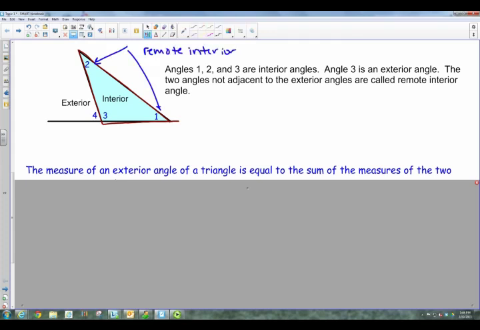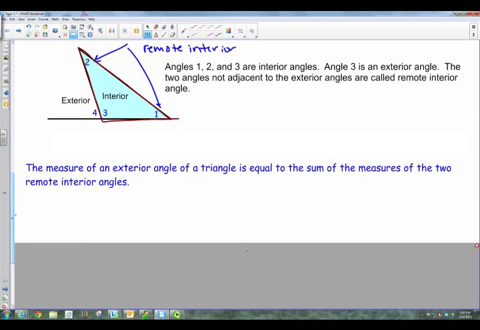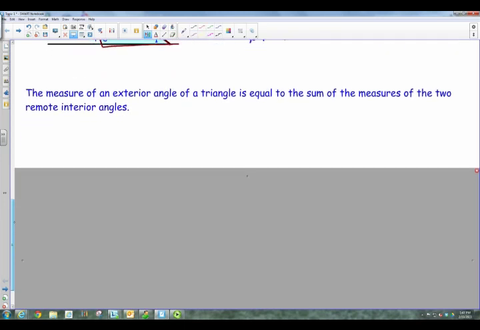Now that helps us for this next set of properties. The measure of an exterior angle, which is like number 4 up here, is equal to the sum of the measures of the two remote interior angles. Which hopefully makes sense. Because if you think about angle 1 and angle 2 in this drawing, angle 1 plus angle 2 is congruent or equal to angle 4. Well, if you think about it, angle 3 and 4 make a straight line. That's 180 degrees. Angle 1, 2, and 3 are the triangle. That's 180 degrees. So because of that, angle 2 and angle 4 are going to be congruent.